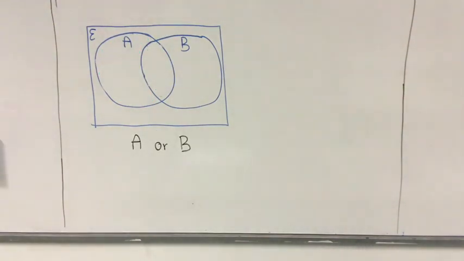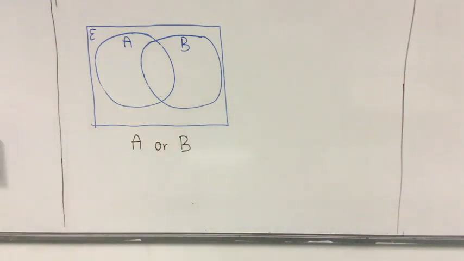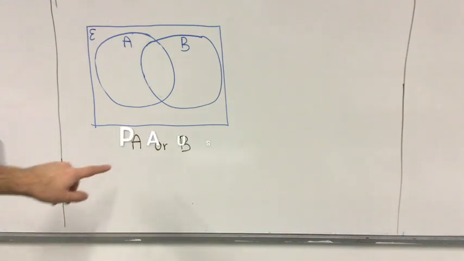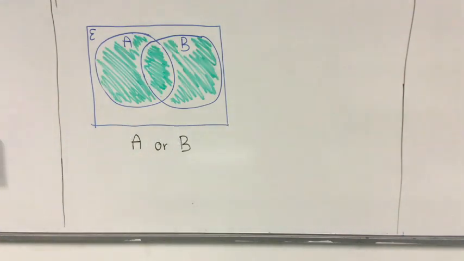The next one is asking for A or B. So you need to colour in everything that is A or B. Now listen and think about it carefully. Colour in everything that is A or B. In our example, in context, colour in everyone that had an apple or a banana at school. Go. It should look like this.